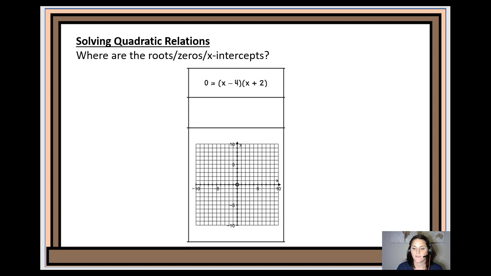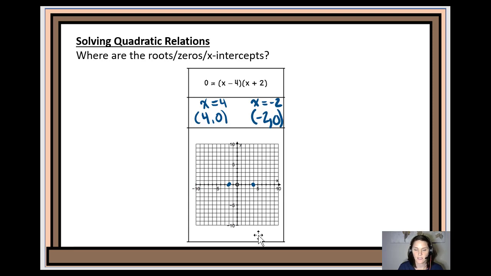0 equals (x - 4)(x + 2). If I set each of those brackets equal to 0, we get x equals 4 and x equals negative 2. Remember, we can always rewrite those as coordinates (4, 0) and (-2, 0). So I can go ahead and plot the zeros right on the graph already. I can put a dot at negative 2 and another dot at 4.